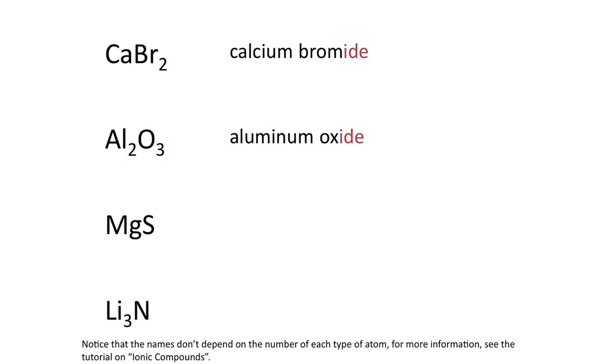For the third example, MgS, we would have magnesium sulfide. So again, the cation keeps its name, and for the anion we change the ending to "ide." And for my last example, we have lithium nitride. What you probably notice about these names is that the names don't depend on the number of each type of ion. This is because ionic compounds form in such a way that the overall charge is neutral.